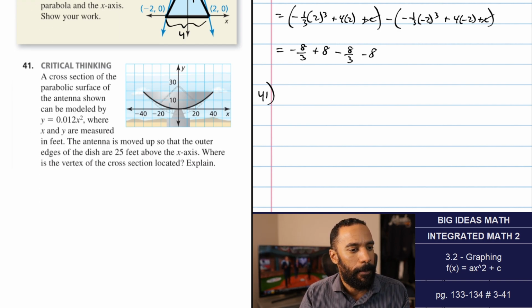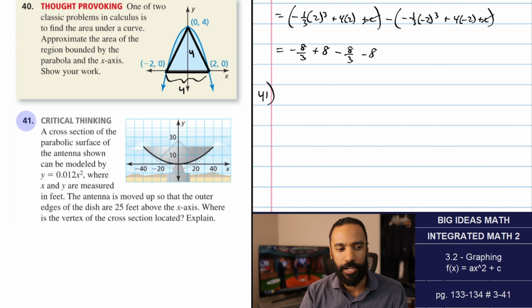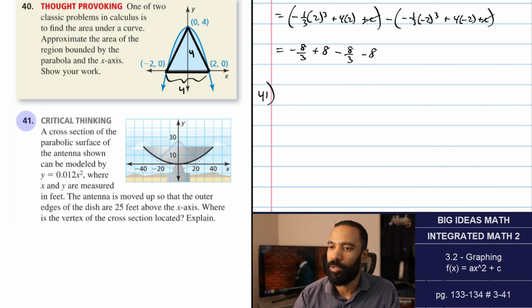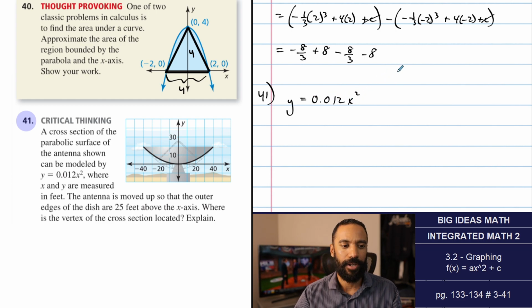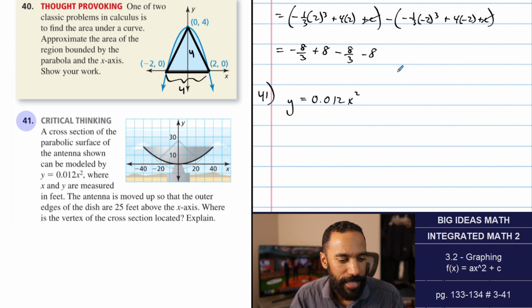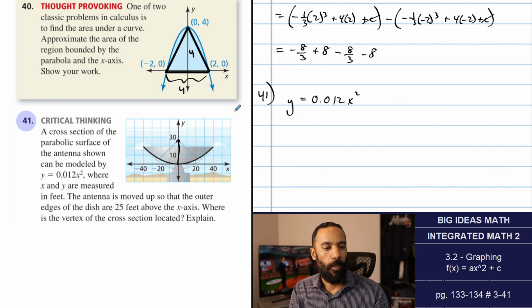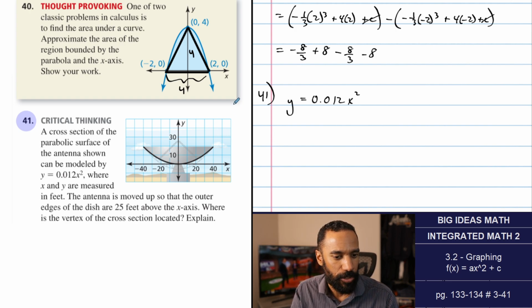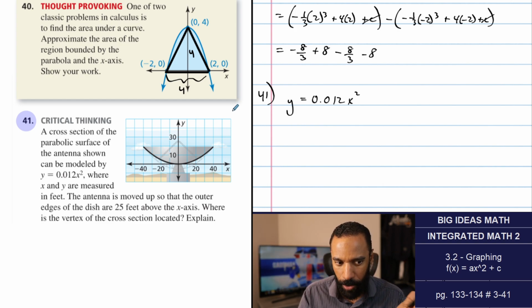Number 41. Critical thinking. A cross section of the parabolic surface of the antenna shown can be modeled by y equals 0.012x squared, where x and y are measured in feet. The antenna is moved up, so the outer edges of the dish are 25 feet above the x-axis. So I guess it's going to move up there. Where is the vertex of the cross section located? Explain.